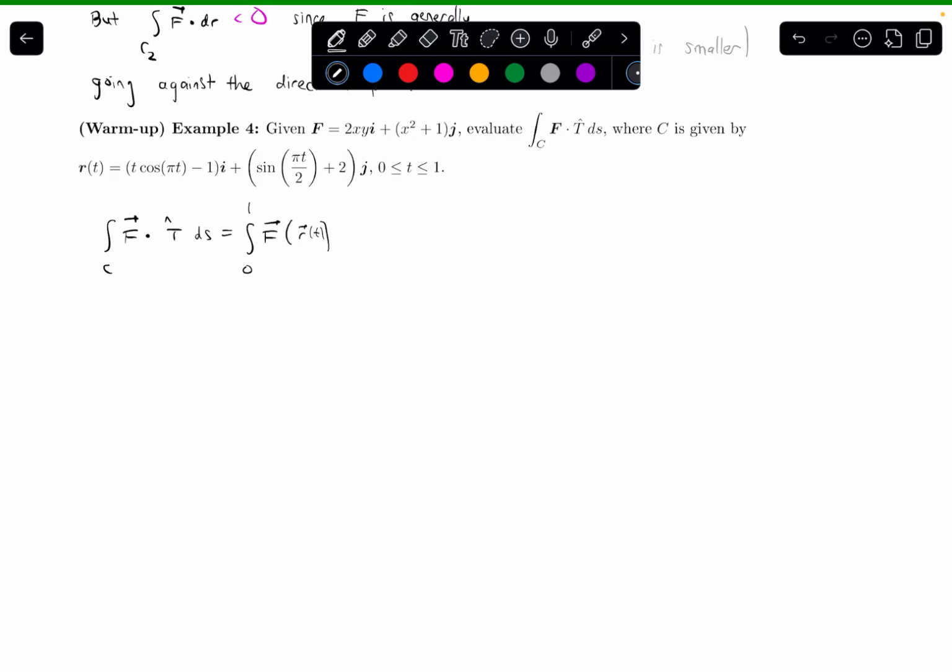The unit tangent vector, remember, is the velocity divided by its length. And then ds is the length of velocity dt. So our unit tangent vector is this, and the ds is this. As we've seen before a number of times now, the length of velocity here and up here cancel. So we get the integral from 0 to 1 of our vector field f of r of t dotted with the velocity dt. If I wanted to work it out directly, we'd get this type of thing.